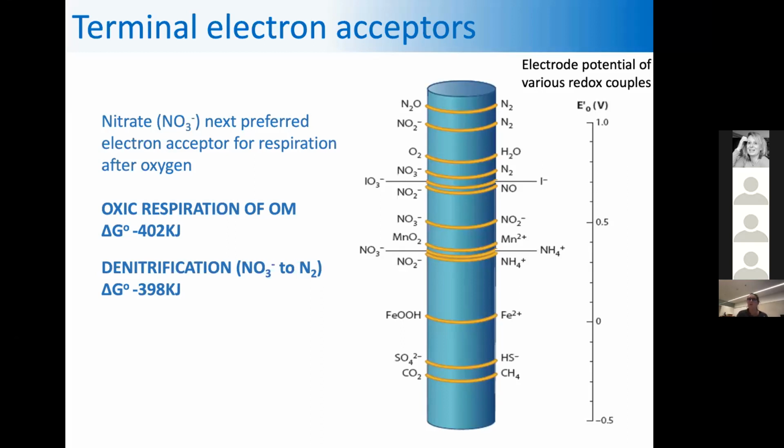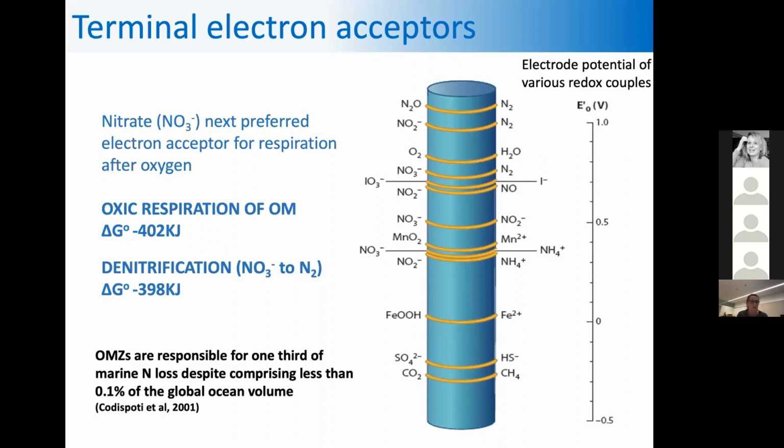And so when we use nitrate, we talk about the process of denitrification, where nitrate is reduced sequentially to N2, and that N2 is actually lost from the system. Oxygen minimum zones are actually responsible for one third of marine nitrogen loss, even though they only make up about 0.1% of global ocean volume.